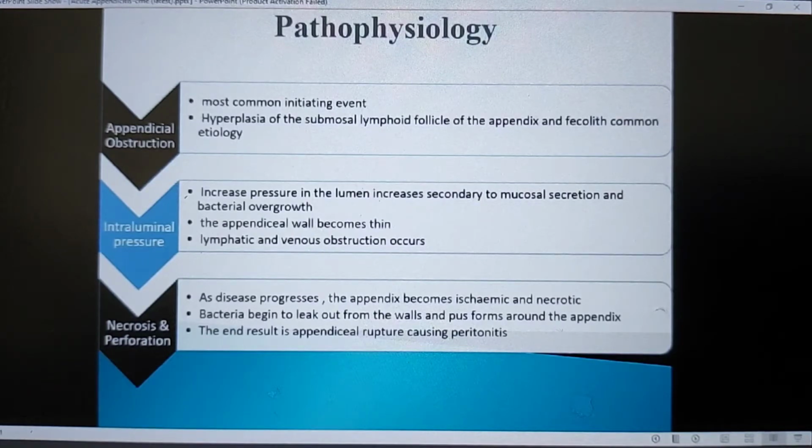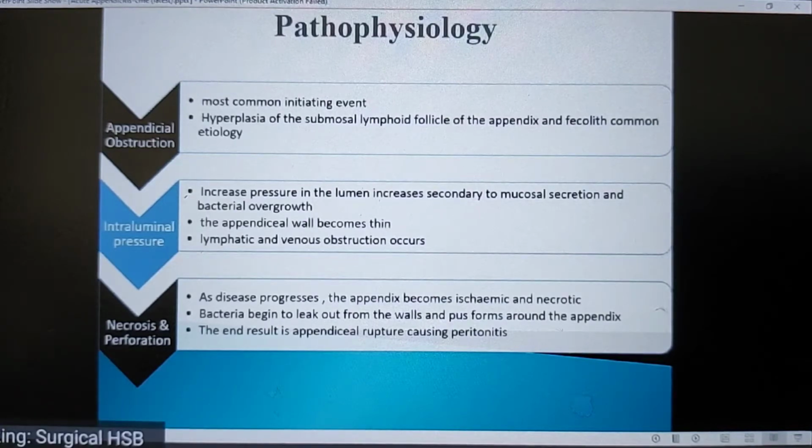Then it leads to an increase in pressure of the lumen due to mucosal secretion and bacterial overgrowth. That's why we start the patient on antibiotics whenever we treat acute appendicitis, because we want to alter the bacterial growth. As a result, the appendicular wall becomes thin and the lymphatic and venous drainage gets obstructed. As the disease progresses, the appendix may become ischemic and necrotic. The bacteria may leak out from the walls and pus may form around the appendix, causing an appendicular abscess. The end result may be appendicular rupture, causing peritonitis.